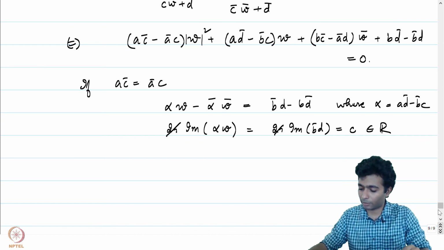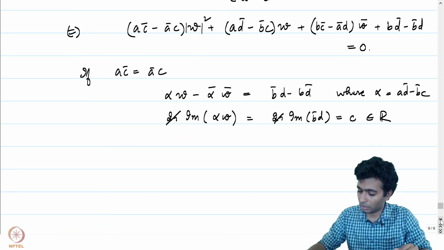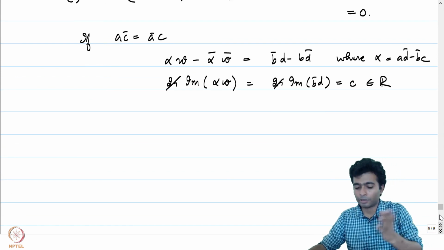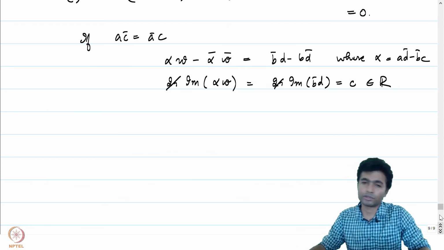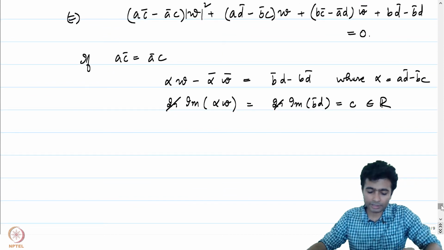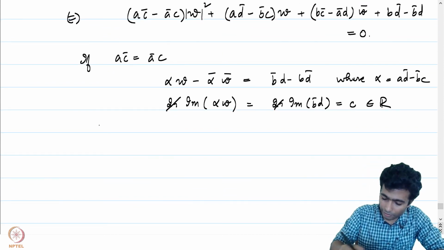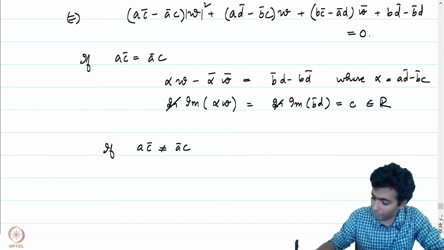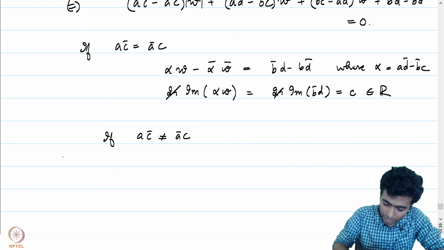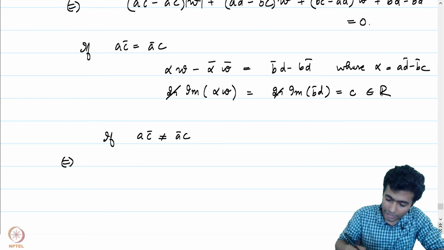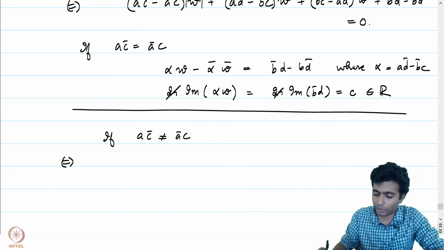W will happen to be in the straight line given by the imaginary part of alpha W is equal to C. All right, that's the easier case, when AC̄ is equal to ĀC. So if AC̄ is not equal to ĀC, then we can divide by that number, then if and only if, again all these cases. So here when AC̄ is equal to ĀC, we are already done. We are mapping it to a generalized line.